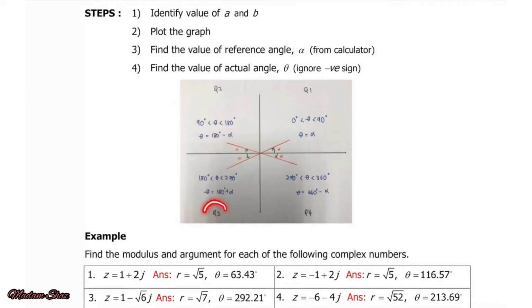For the third quadrant here, 180 plus alpha, because positive x-axis until the reference angle is 180 plus the reference angle. For quadrant 4 here, 360 minus the reference angle. So this is our real theta.